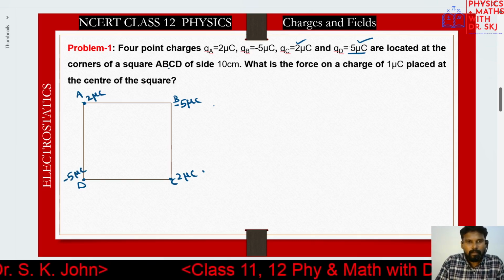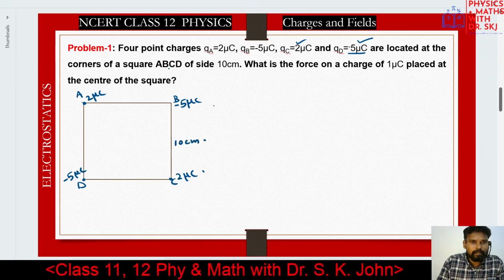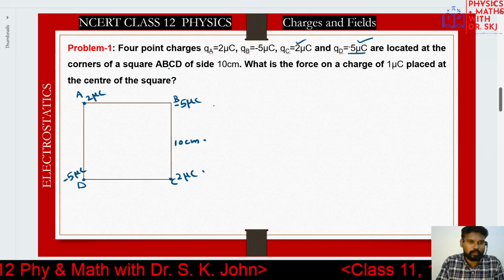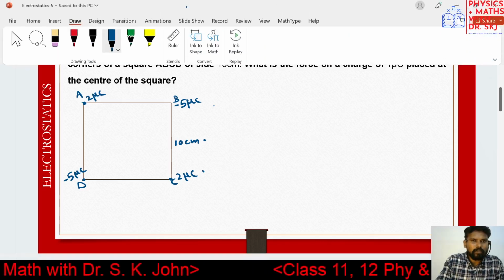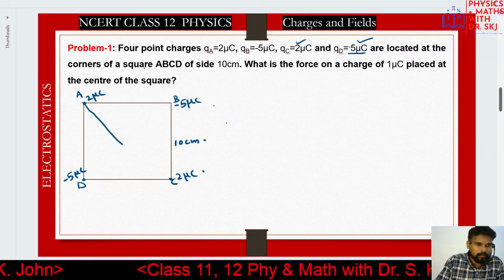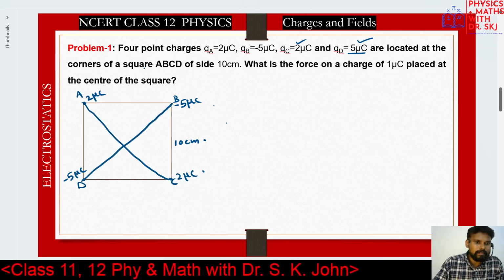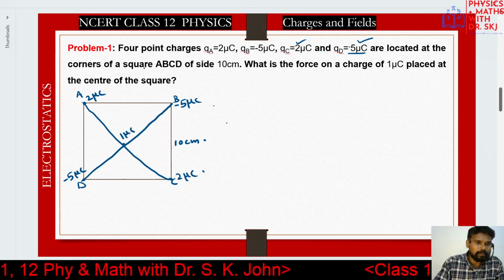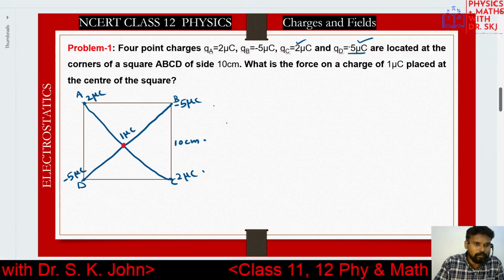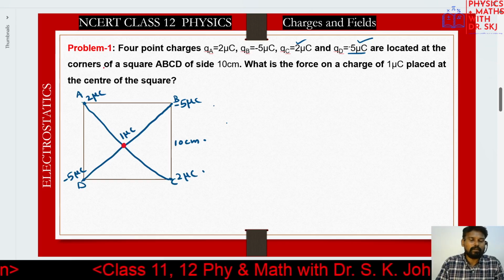The side of the square is 10 centimeter. What is the force on a charge of 1 microcoulomb placed at the center of the square? So at the center of the square, 1 microcoulomb charge is placed. I'll draw like this. This is one of the diagonals, and this is the other diagonal. At the center, there is 1 microcoulomb charge placed.